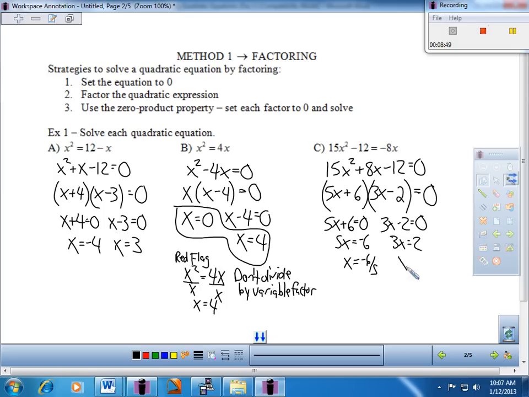And then, of course, divide by the 3, and there's your second answer. So your solution set looks something like this. If I plugged either of those back into the left side and right side, perfect harmony there. I like it. Okay, so nice. Just being able to solve a quadratic by factoring. Notice in each stage I set it to 0 first and then went to town on it.